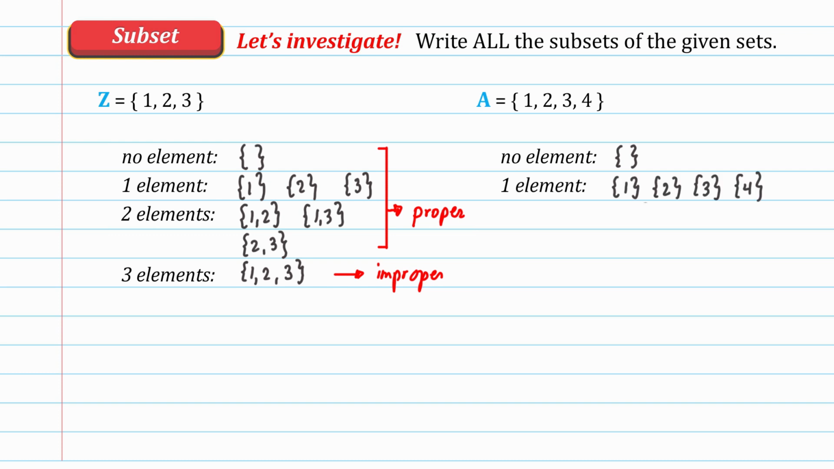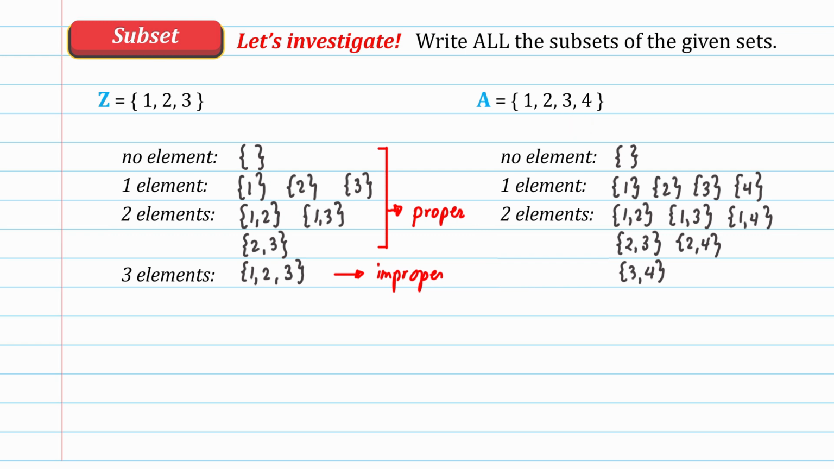Next, we list all subsets of set A with 2 elements. I'm starting with {1, 2}. Partner 1 with 2 first, then partner it with 3, then with 4. Element 1 done. Next is partner 2 with the other elements. As we have learned from the previous set, we partner 2 with 3, then with 4. Element 2 done. Next is partner 3. We should know that {3, 4} is the last 2 element subset of set A.